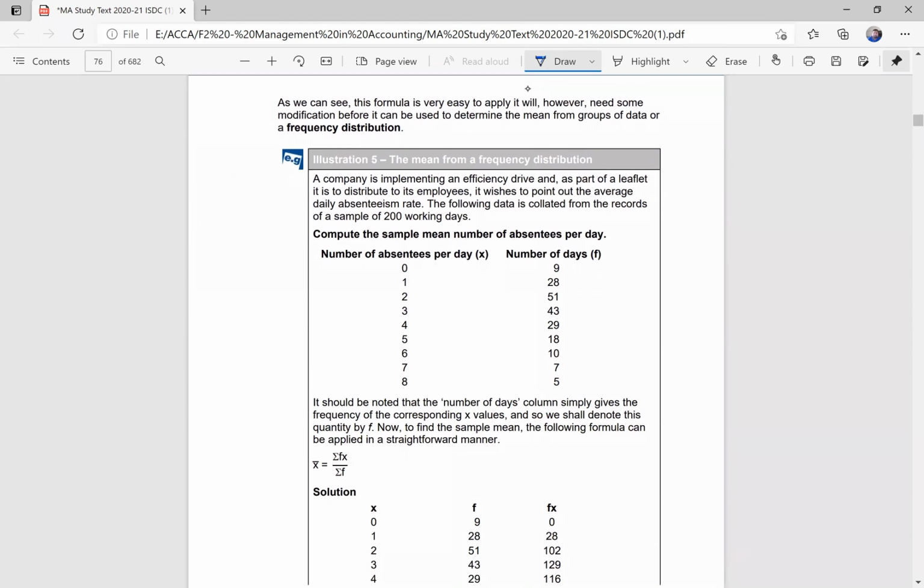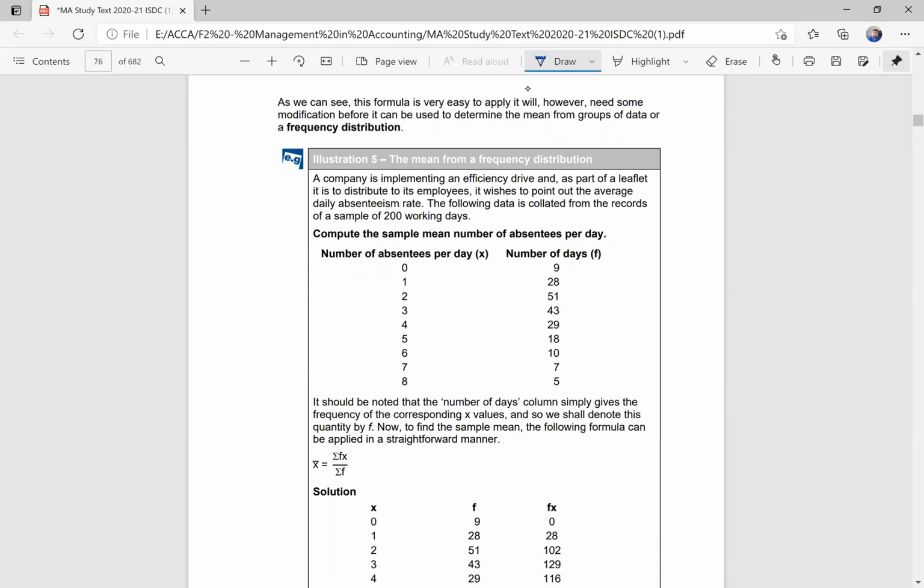Now it says that what if frequency distribution is given, and then how will you compute the mean? So it says that a company is implementing an efficiency drive, and as part of a leaflet, it is to distribute to its employees. It wishes to point out the average daily absenteeism rate, and the following data is collated from the records of a sample of 200 working days. So compute the sample mean number of absentees per day. How are you going to do that?